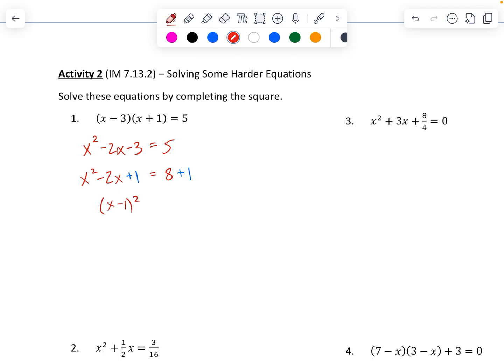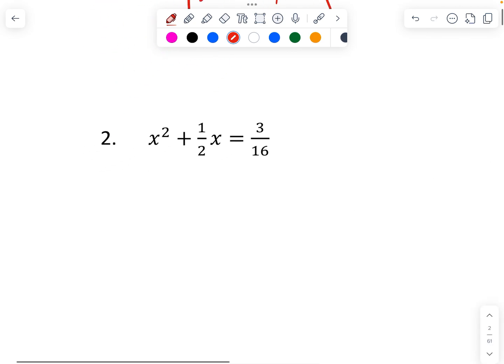And then x minus 1 squared is 9. So x minus 1 is plus or minus the square root of 9, which is 3. So x will be equal to 4 and negative 2. All right, moving on to number 2.